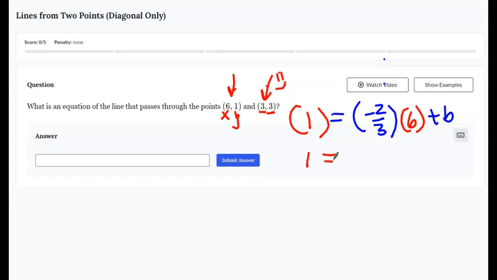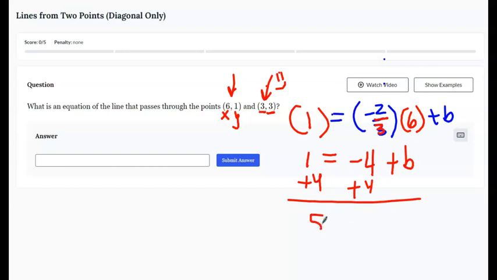All right, so 1 is equal to negative 2/3 times 6. Use a calculator if you need to. Negative 2 times 6 is negative 12. Negative 12 divided by 3 is negative 4. Now all I need to do is get b by itself. And now I have my final number.